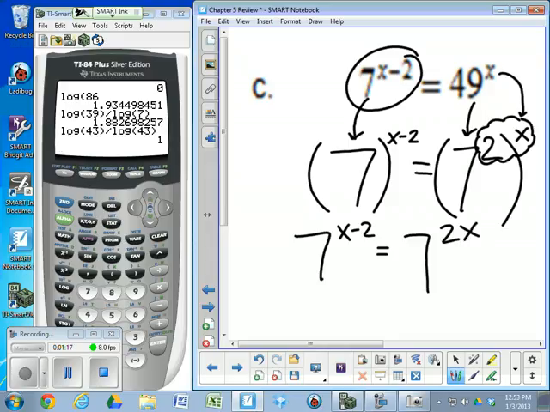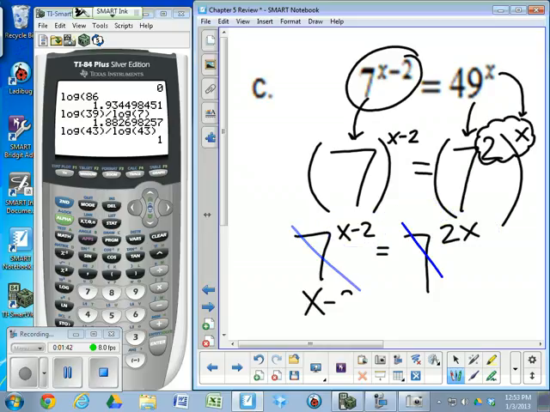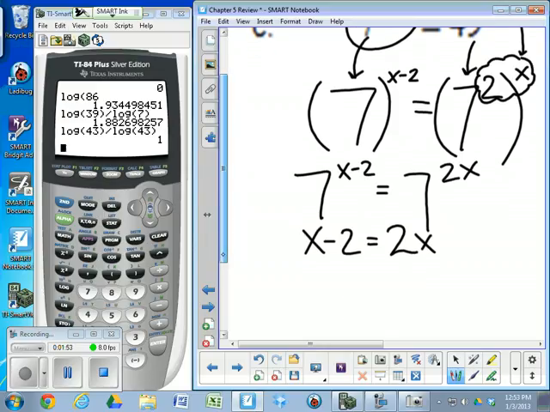And now we're really close because we got our bases to match. And when the bases match, you can get rid of the bases. You actually can take the bases out of the problem and just set x minus 2 equal to 2x. The bases go away. So just make a new sentence that says x minus 2 equals 2x. And now we have a pretty elementary algebra problem. Take away 1x from both sides, and you're home.